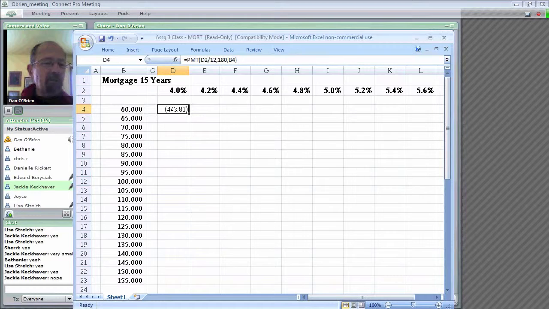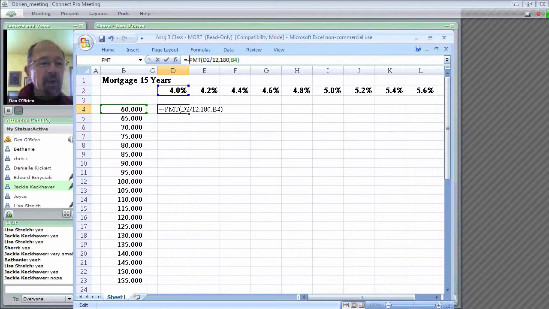Now, for some reason, it puts down negatives here. And what I've done to correct that, I'm going to hit F2. F2 pulls up my formula, and before the payment I'm going to put a negative so it makes it a positive number. I don't like seeing negatives. So I put a negative right before my payments.